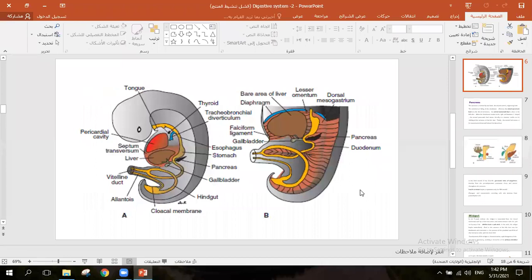Yes. Pancreas and duodenum are parts of the hindgut. False. Parts of the midgut.